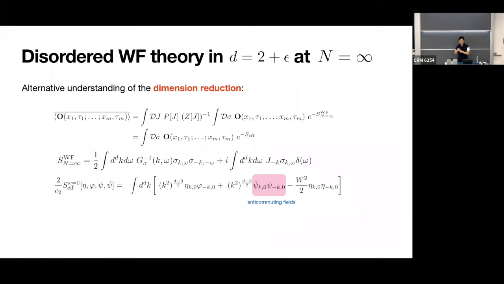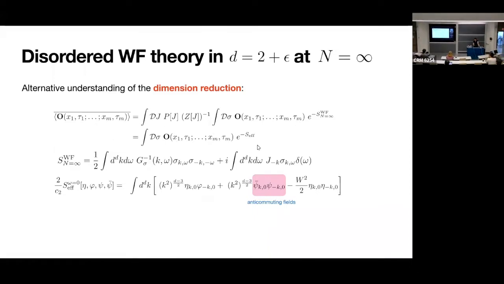Then we can use another alternative picture to understand this dimension reduction, and we can see the two pictures match each other. The main point of the alternative picture is to write down the effective action. For any operator, if we want to compute its disorder-averaged mean, usually we compute its mean first at a particular disorder realization, and then do the disorder average. But now we want the alternative order: integrate over the disorder first, and then compute the mean.